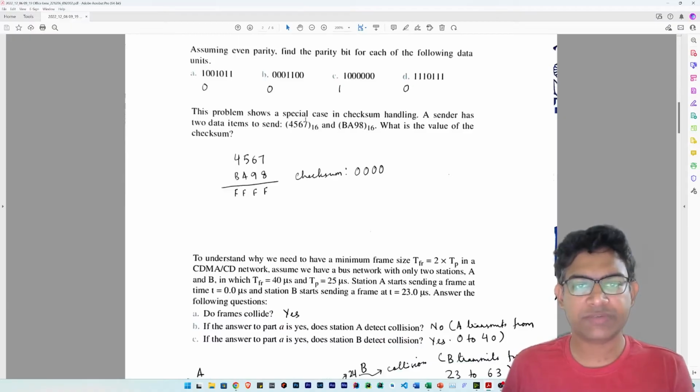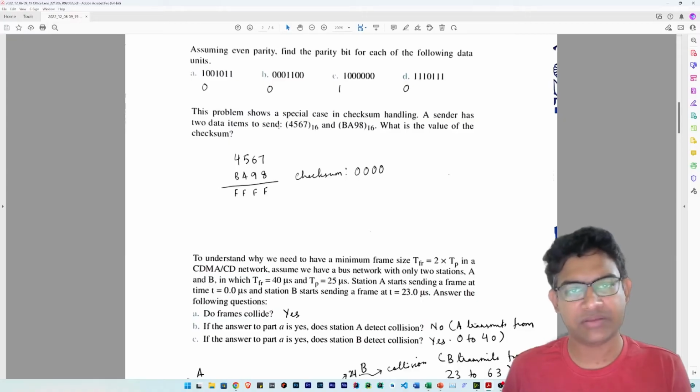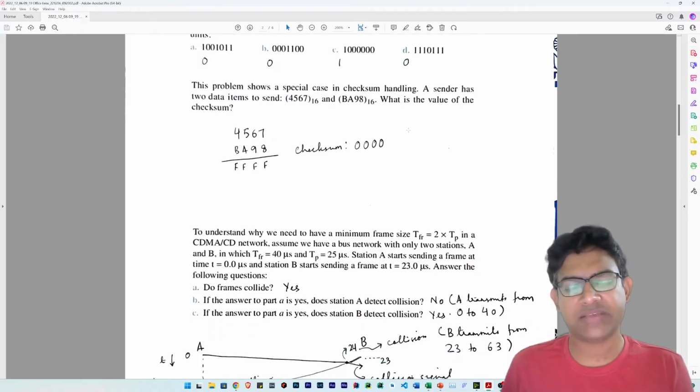This problem shows a special case in checksum handling. A sender has 2 data items to send, 4567. It's a 16-bit number because there are 4 hexadecimal symbols and each one is 4 bits. And BA98, 16 bits again. What is the value of the checksum? So I just take those two 16-bit chunks and add them. I just do ones complement addition, right?